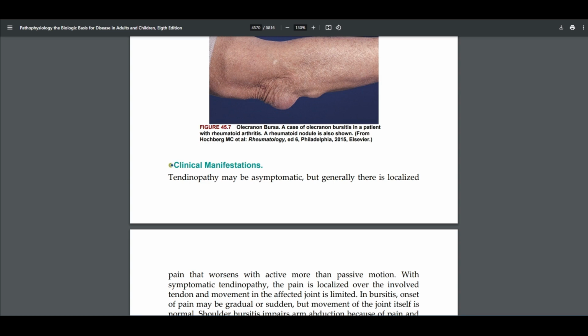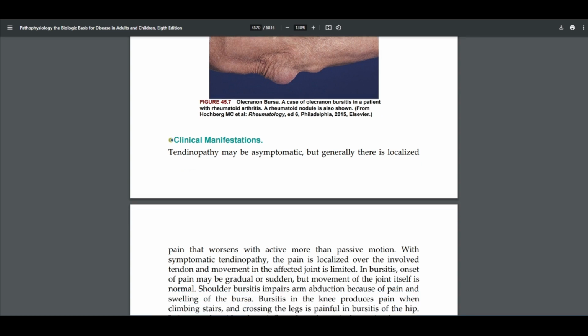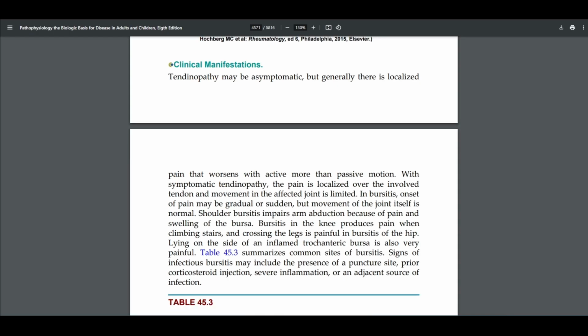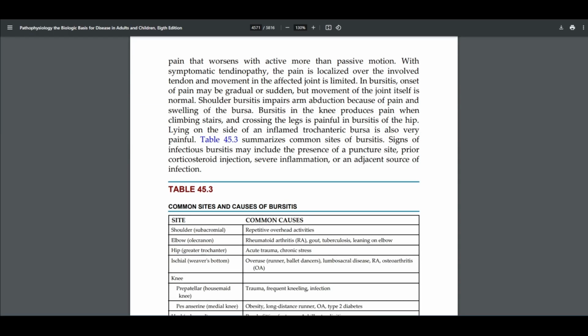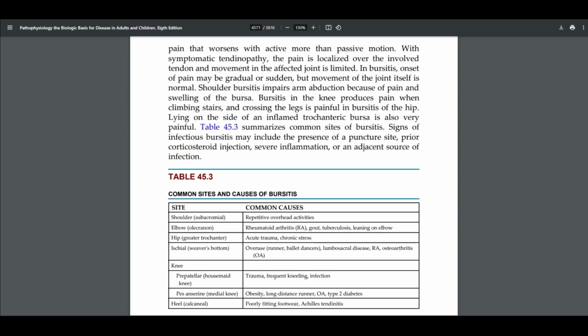Tendinopathy may be asymptomatic, but generally there is localized pain that worsens with active more than passive motion. With symptomatic tendinopathy, the pain is localized over the involved tendon and movement in the affected joint is limited. In bursitis, onset of pain may be gradual or sudden, but movement of the joint itself is normal.